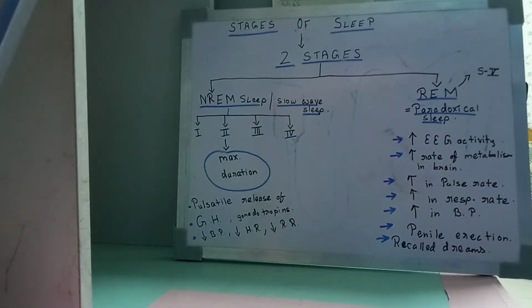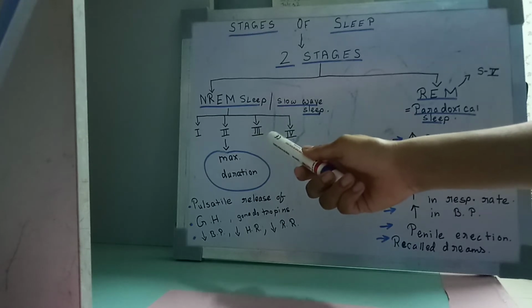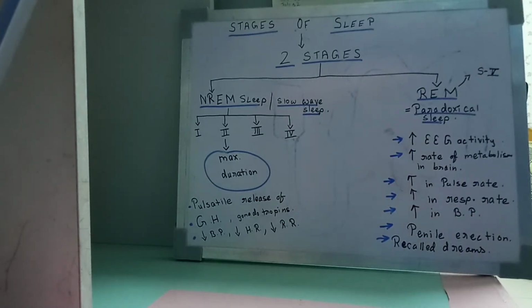Now, in the third stage, what happens? The sleep deepens and there is appearance of waves known as delta waves. Remember, there is appearance. The word appearance is important here. Appearance of the delta waves.